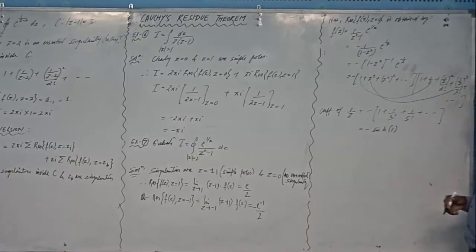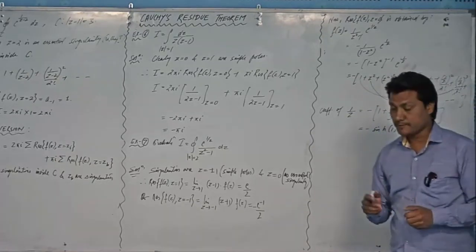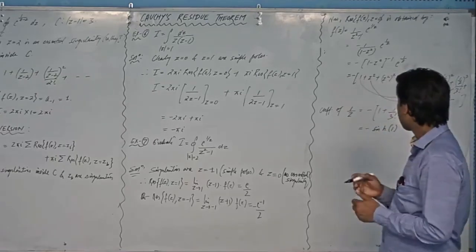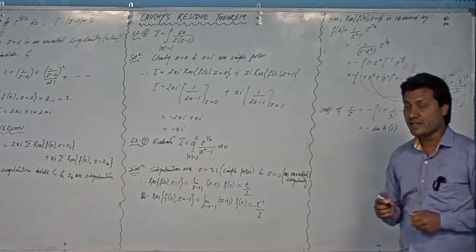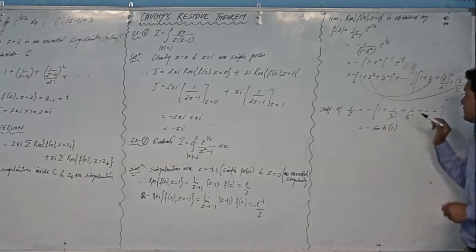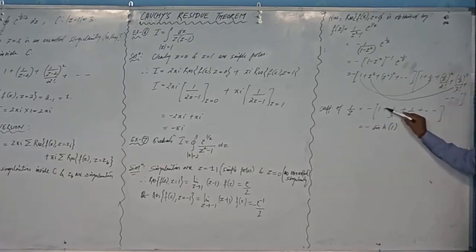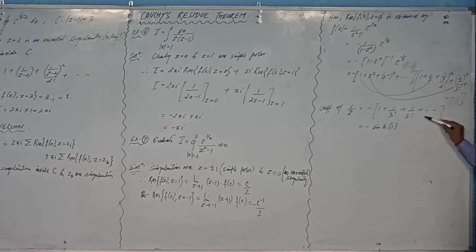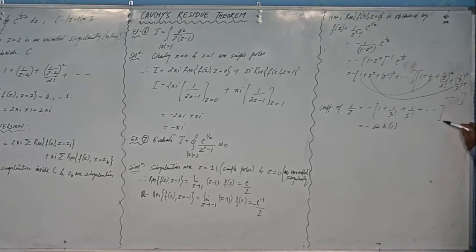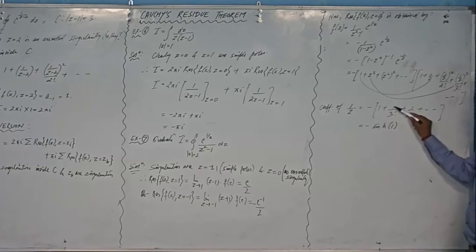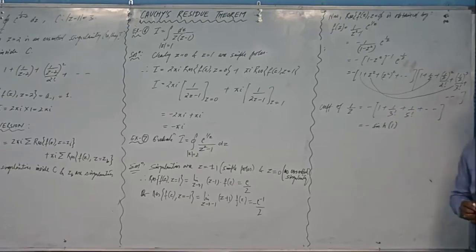If you remember the series of sine hyperbolic x, that is x plus x cube by 3 factorial plus x to the power 5 by 5 factorial and so on, odd powers of x, and then 3 factorial, 5 factorial, 7 factorial and so on, right? And in place of x we have 1, so this is an expansion for sine hyperbolic 1, right?